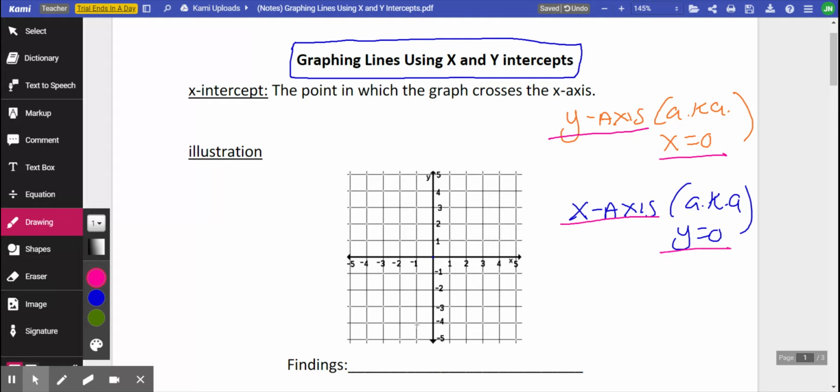So basically our findings are the following, right? So the findings are here.